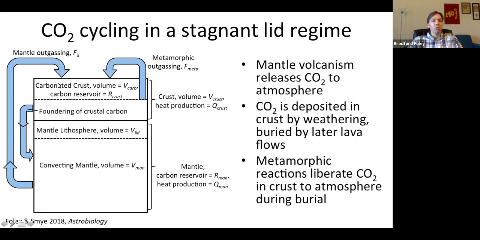When a volcanic eruption happens, and then weathering deposits some carbon from the atmosphere into the crust, later lava flows will bury that carbon down through the crust. It turns out that in pretty much all cases, before that buried crust would reach the bottom of the lithosphere and be recycled into the mantle, it reaches temperature and pressure conditions where metamorphic reactions, just like in subduction zones, kick in and release that CO2 back to the atmosphere. So on a stagnant lid planet, we lose CO2 from the mantle to the surface, and then it just recycles in the crust for as long as volcanism is active.